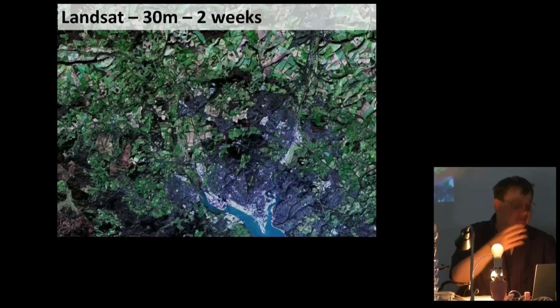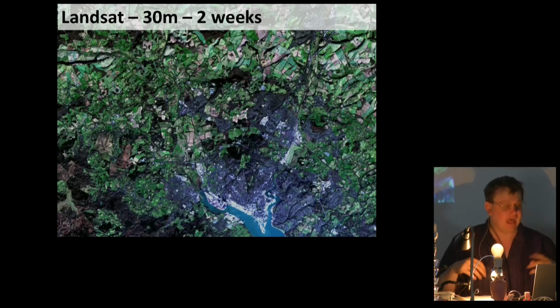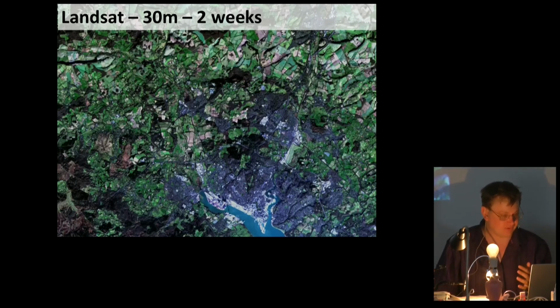Anyway, it takes images that look a bit like this. Each pixel in this image is 30 by 30 meters. So it represents a 30 by 30 meter area on the ground. And you get a new image from Landsat every 2 weeks. So you can look at change over time. This is Southampton, where I live.